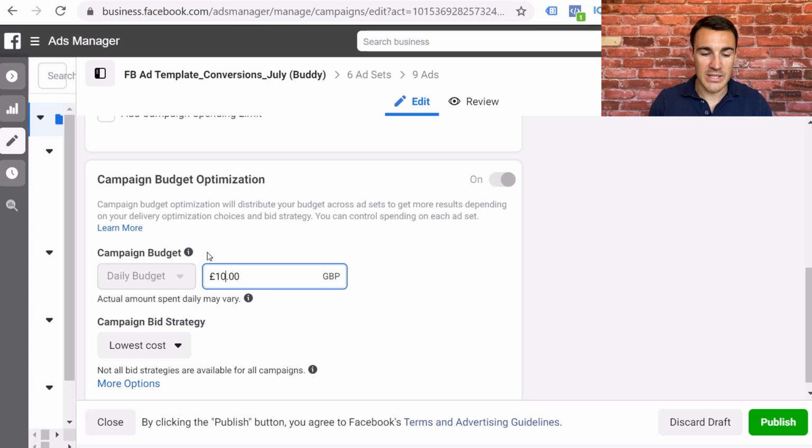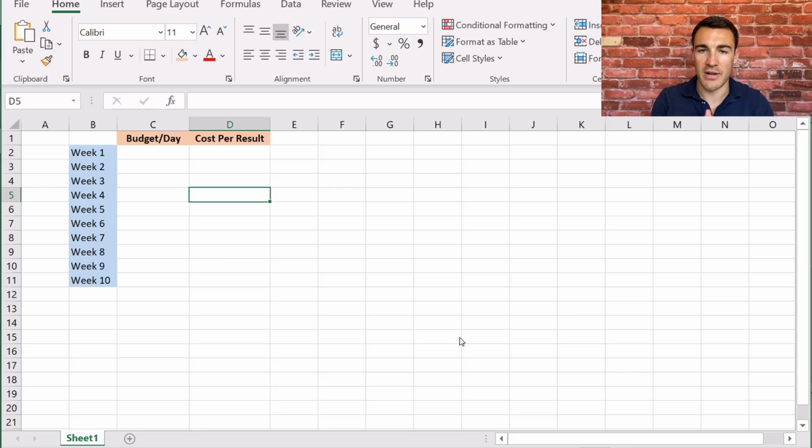So I'm inside here, obviously, where you change the budgets. What I'm going to do is bring up an Excel document. I've just prepared a few numbers on this, and I want to explain how we go about scaling a budget. So you can see on the left-hand side here, I've got weeks.